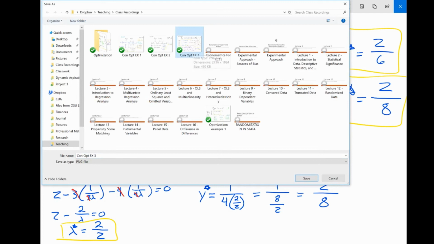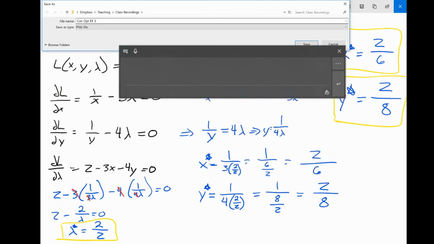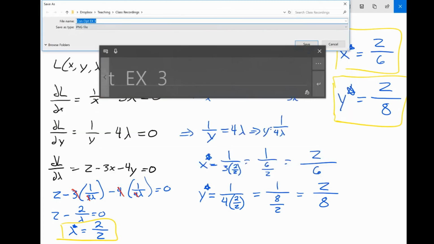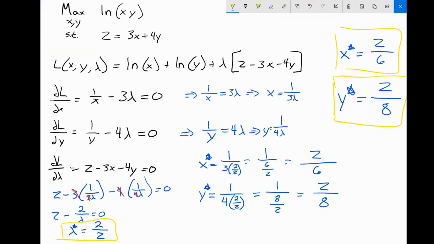So I'll save this one too. I think these constraint optimizations can be challenging, so I'll save these as examples. Okay, well, that completes this lecture. In the next lecture, I will expand on this topic a little bit by showing you what happens when you plug those optimal values back into the objective function. But you'll see that next time.